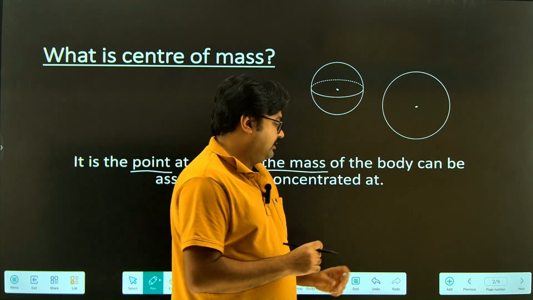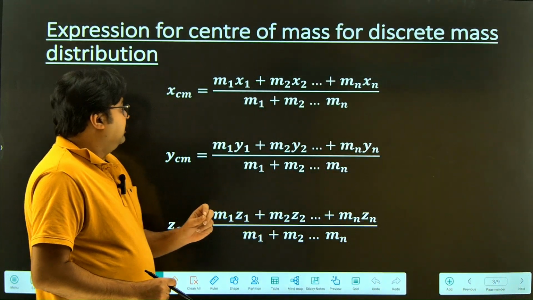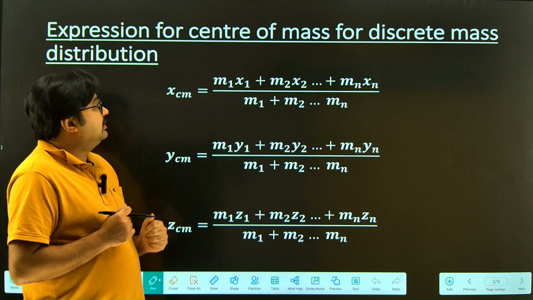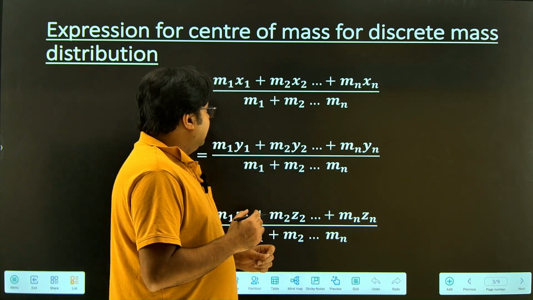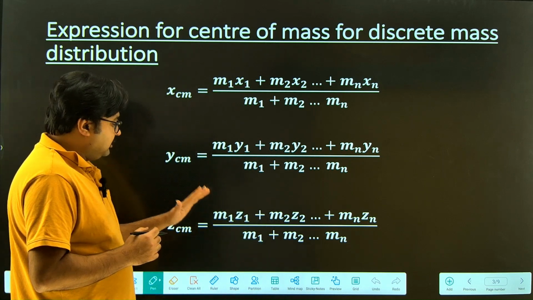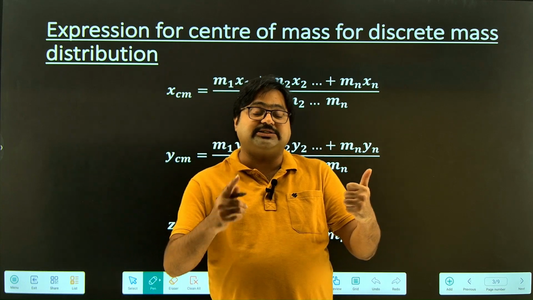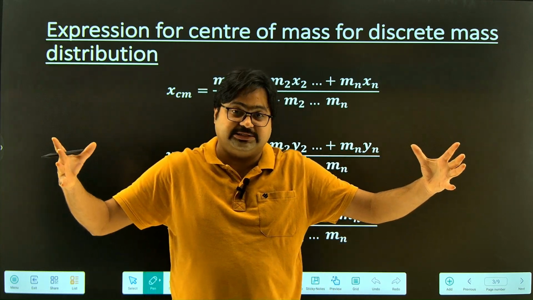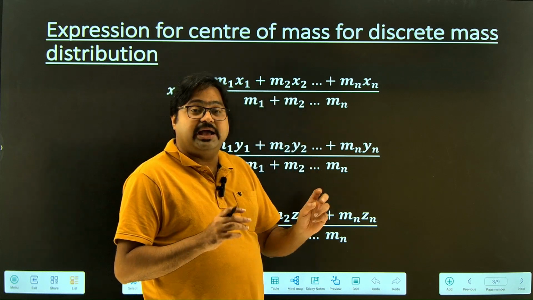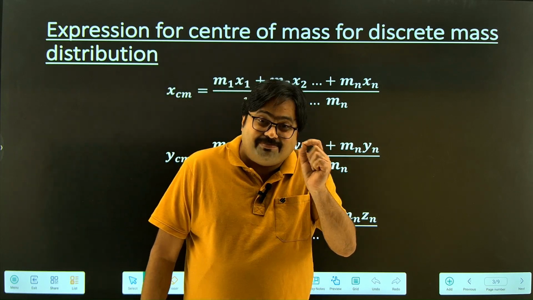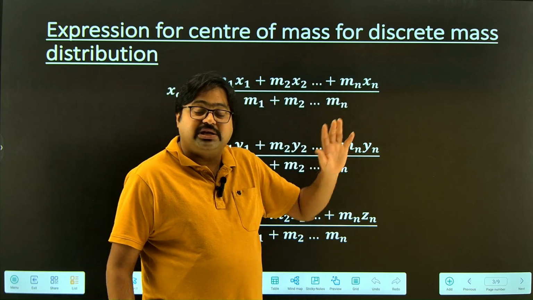Let's go to the next bit of understanding. So here is the expression for center of mass for a discrete mass distribution. Now these are the expressions to calculate the x coordinate of the center of mass. Now we know that center of mass is a single point for a system of masses, for a system of particles.